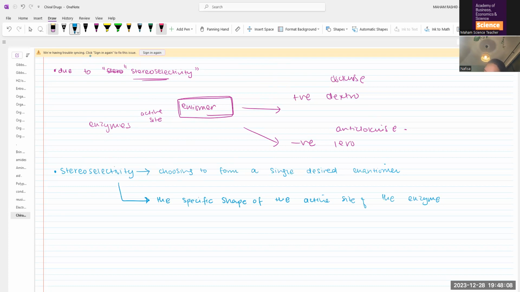The enzyme ensures that only one enantiomer is formed.